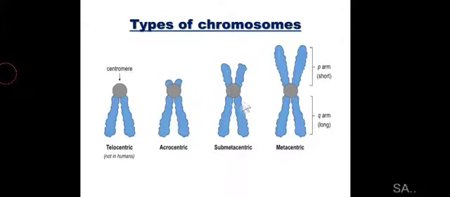In submetacentric, the centromere's position is off the center. In case of acrocentric, the position of the centromere is subterminal, and in case of telocentric, it is terminal. For your knowledge, I want to tell you that telocentric chromosome is not found in human beings. I hope that you understood these types of chromosomes.